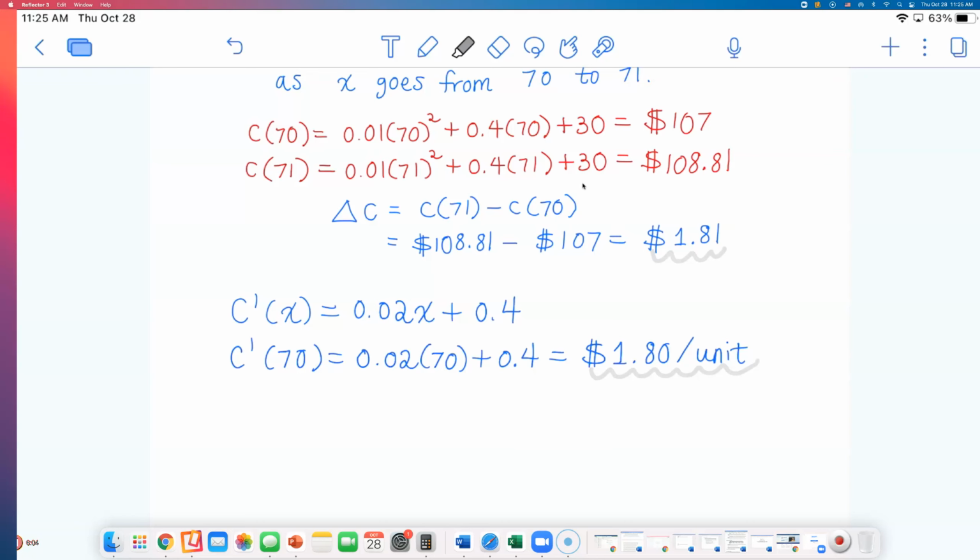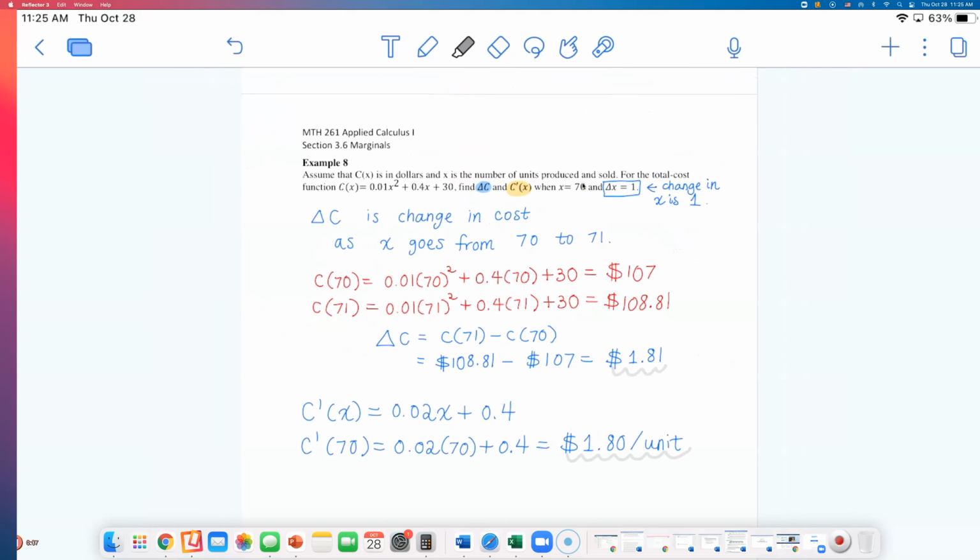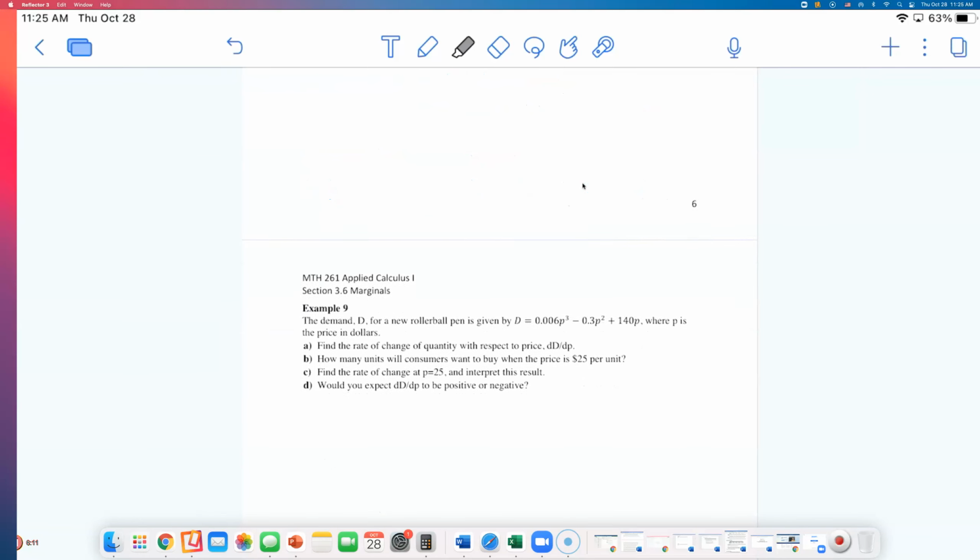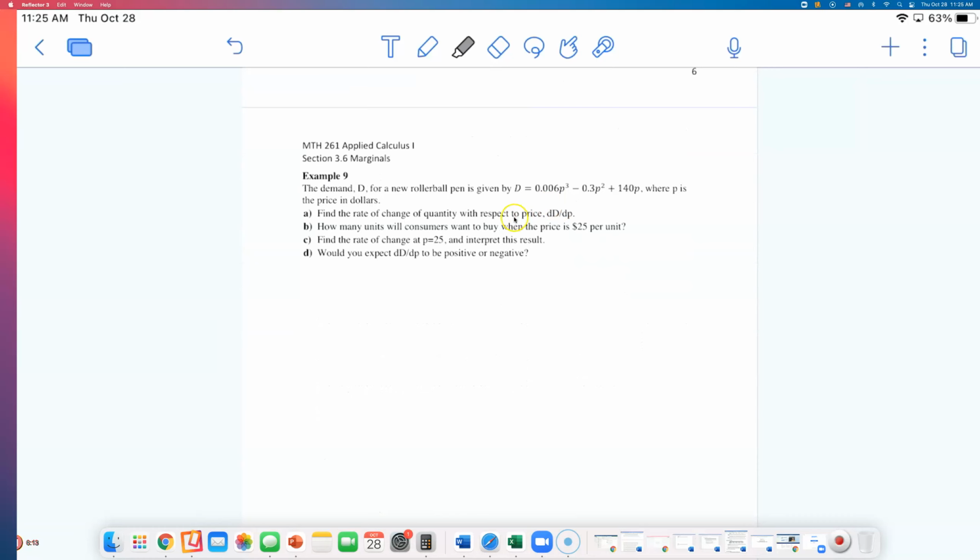Okay, and that's it for example 8. So that one was a short one, but I'll come back and show you the very last one, and that will be it for section 3.6.